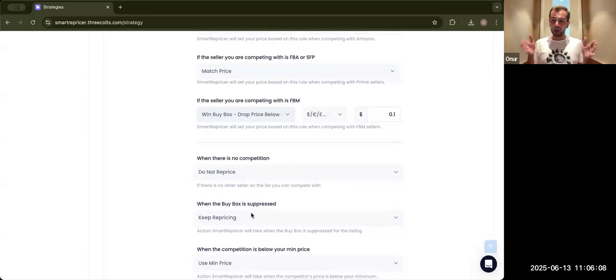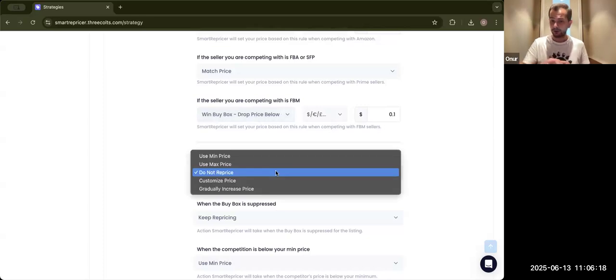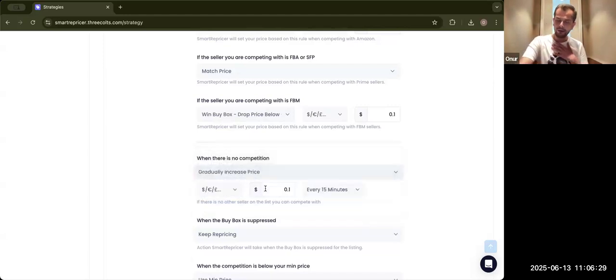Let's say you are the only seller on the competition. Actually, there will be no competition if you are the only seller, but if you are the only seller on the detail page, this time you will have 5 options. You can use your minimum and maximum price, you can choose do not reprice, customize your price, and gradually increase your price. So if I am the only seller on the detail page, let's say I am selling one of the products at $10, first of all, it doesn't mean that you are going to receive the order. You are just the only seller on the listing.